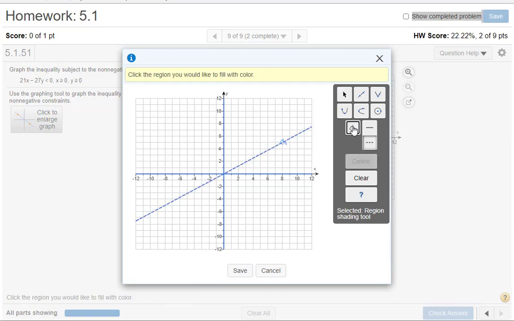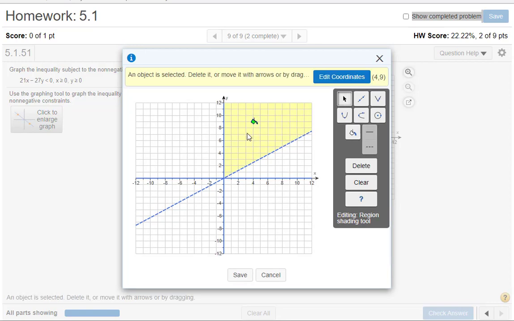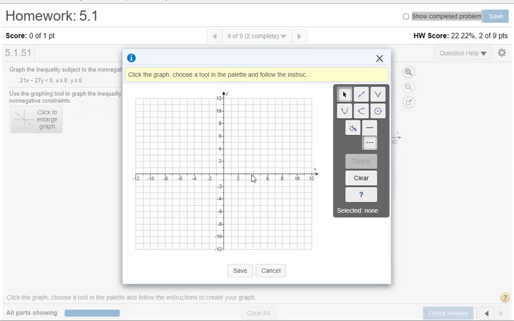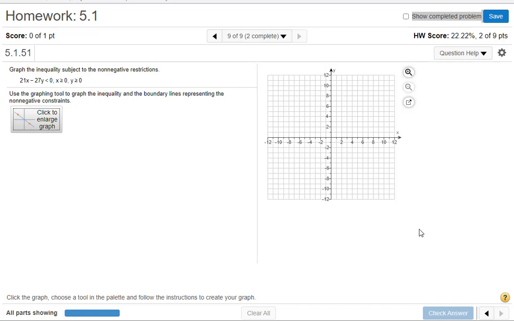And so now if I used my filling tool, it would fill in what we would need. So you do need to graph the vertical and the horizontal and your line, and then pick the particular region that it would be in. And again, if you want to start over, we would just say clear, and it would clear your graph and you could start again. All right, that concludes section 5.1.